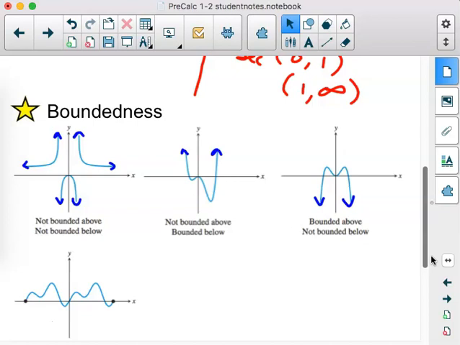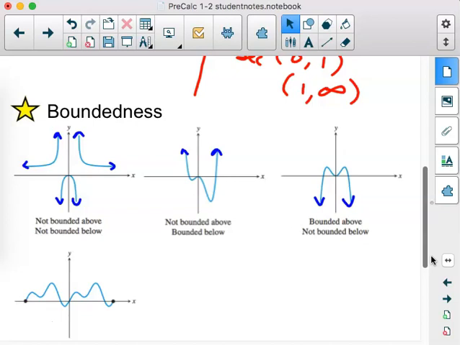So as I look at this first graph, I realize, well, these arrows are going to go up forever, and these arrows are going to go down forever. There's no cutoff above it. There's no cutoff below it. So this one is not bounded above, and it's not bounded below. It's going to keep going forever.